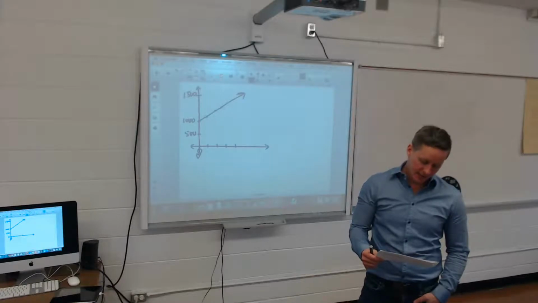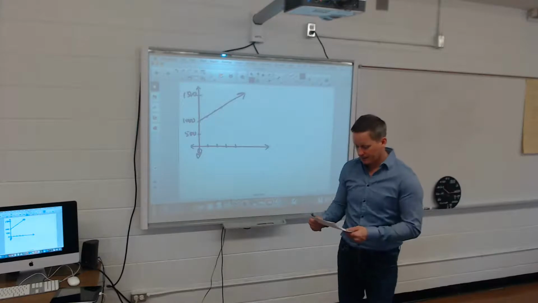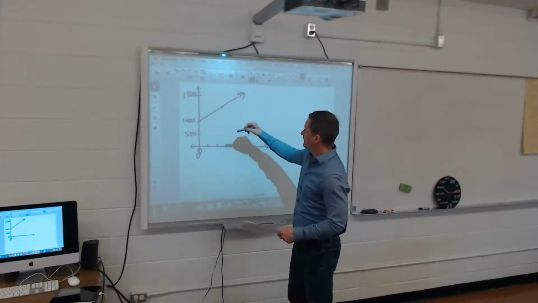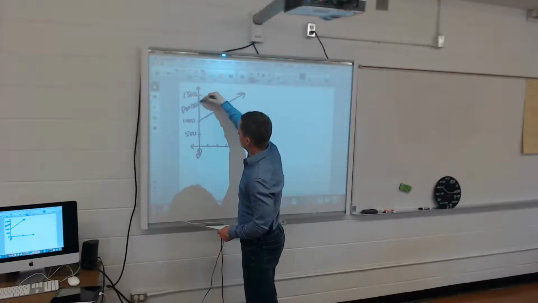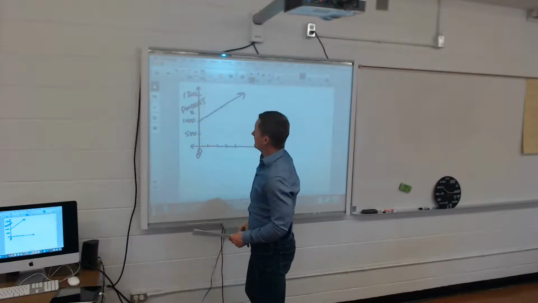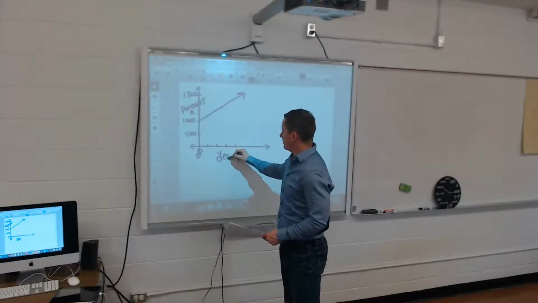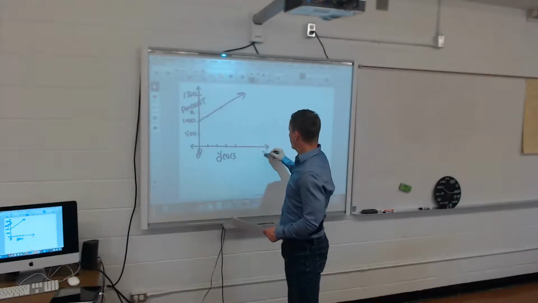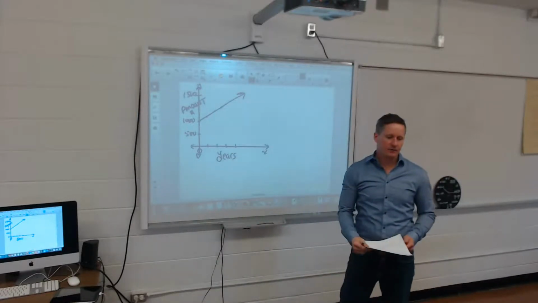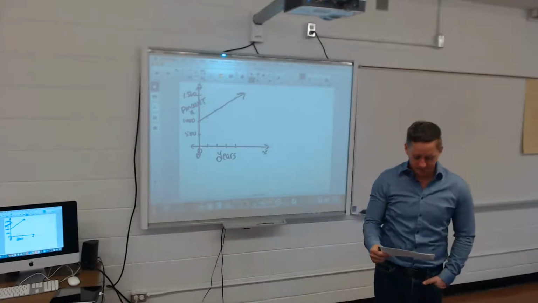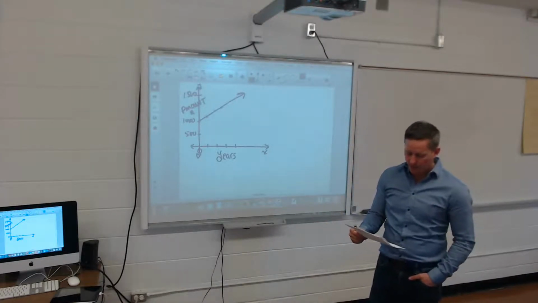I graph the relation. Which is the dependent amount and which is the independent amount? Well, the dependent is the amount of money you have right here. The amount of money is your dependent variable. The number of years in which you invested, that's your independent variable. And then it says, how long will it take for the account to reach $2,200?